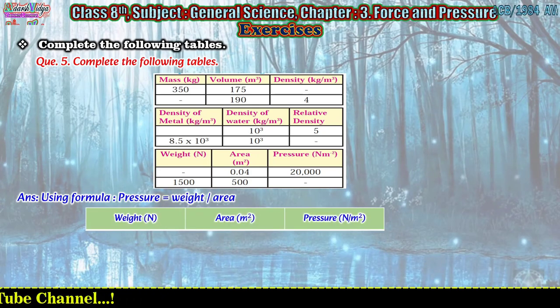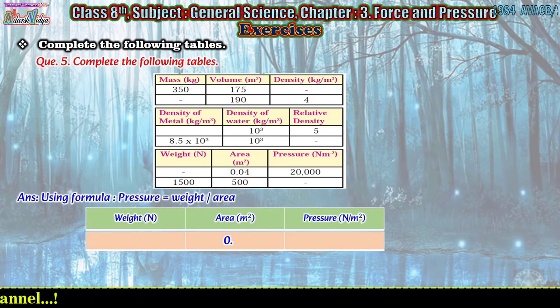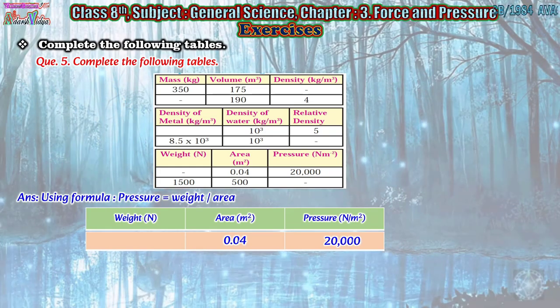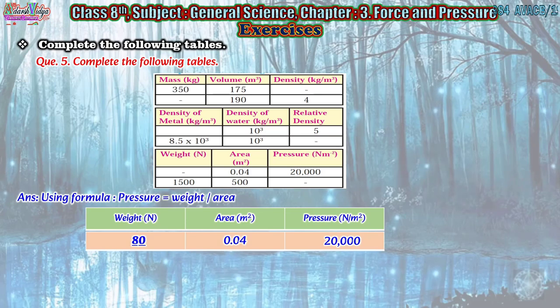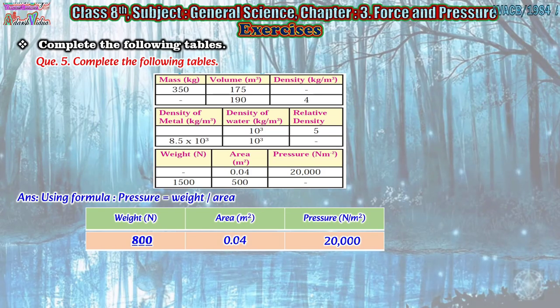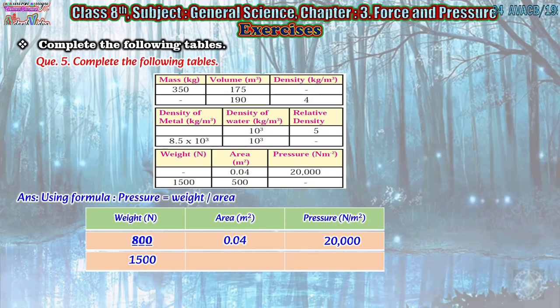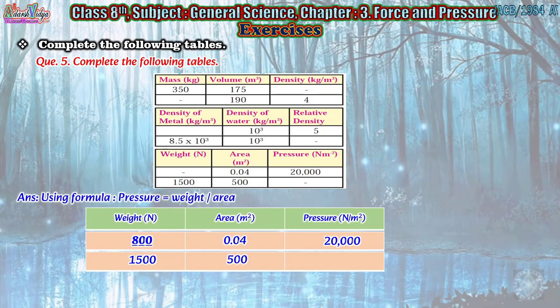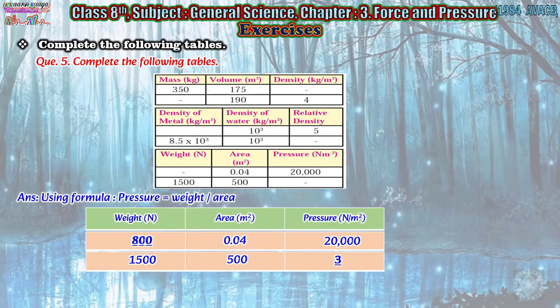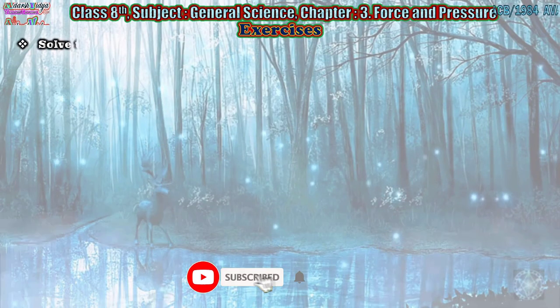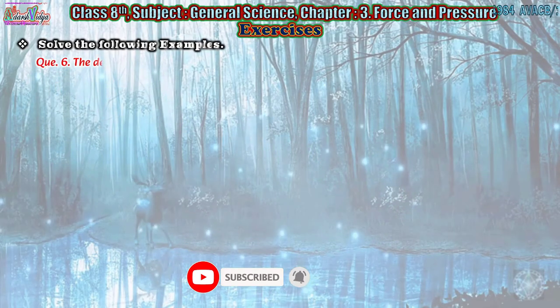When area is 0.04 meter square and pressure is 20,000 Newton per meter square, then weight is 800 Newton. When weight is 1500 Newton and area is 500 meter square, then pressure is 3 Newton per square meter. Next question is question 6.